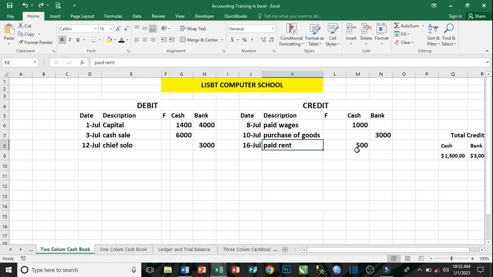We withdraw cash from the bank, $1,900. Okay, now there comes a problem here. How do you pass this type of entry? Withdraw cash from the bank. That means you withdraw cash from the bank.